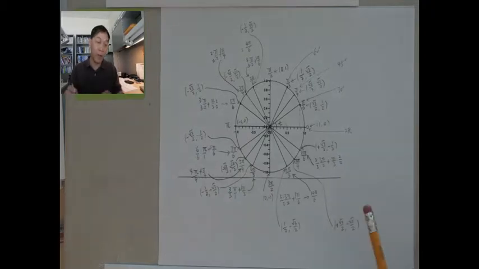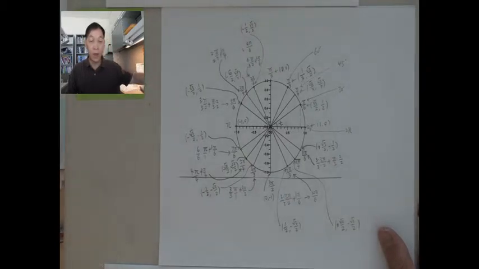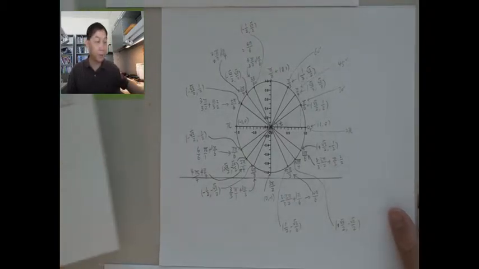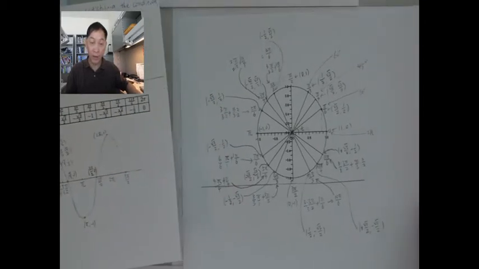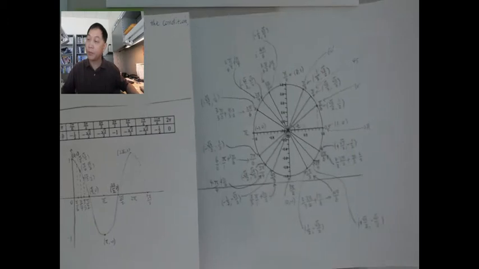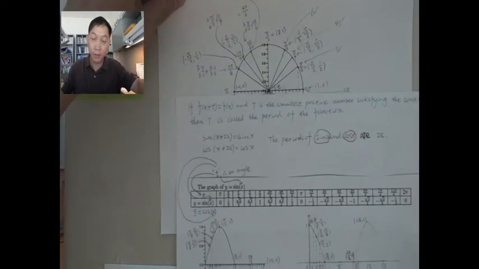Okay? Again, y is the sine, x is the cosine. Alright, with those things in our mind, we are able to proceed to draw the graph of sine. Okay? Let's look at sine first.